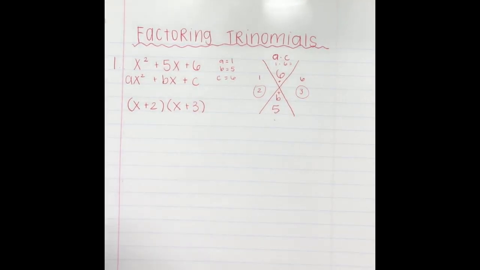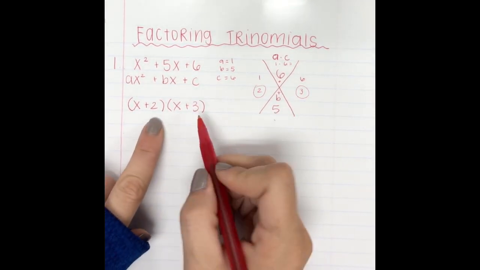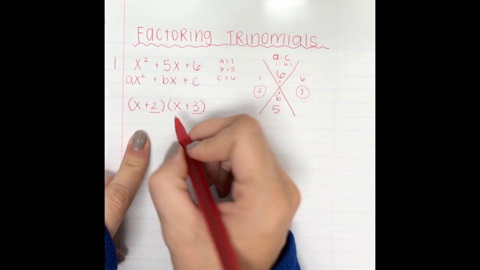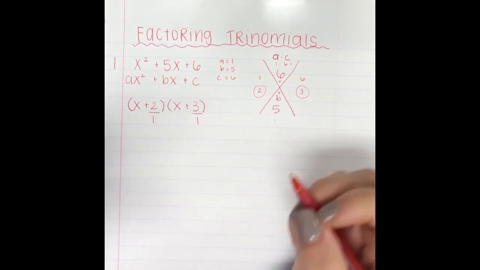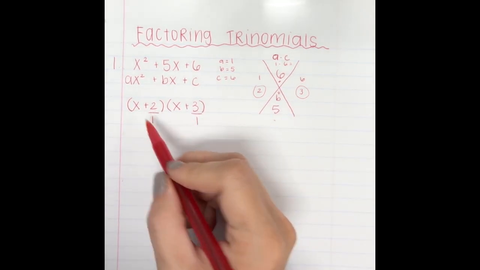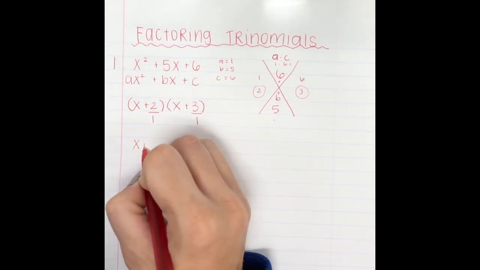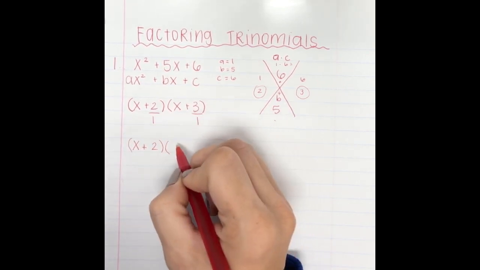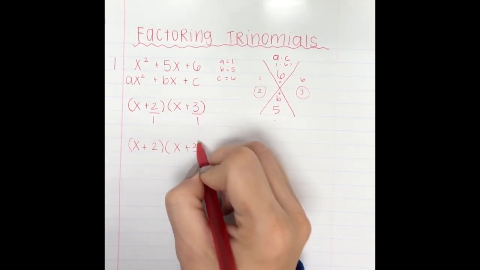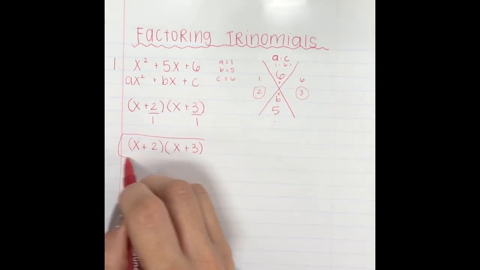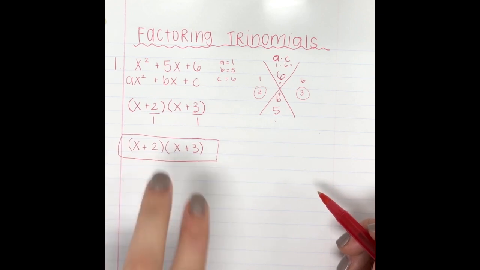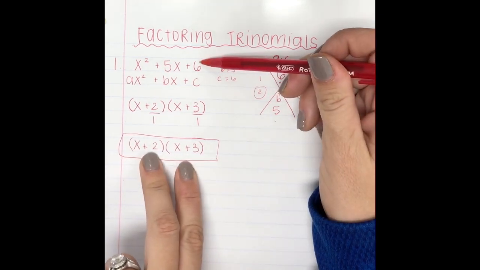Okay? And then what you do is you divide both of these by whatever your a value is. So our a is 1. Whenever it's 1, it just stays the same: 2 divided by 1 is just 2, and 3 divided by 1 is just 3. So that is our answer. Okay, these are the two binomials that would multiply together to give me this trinomial.